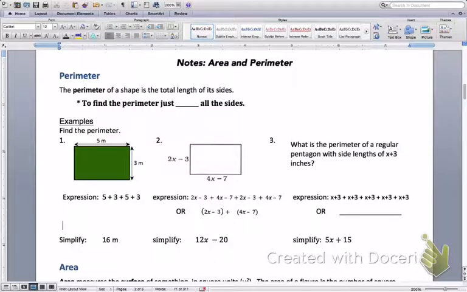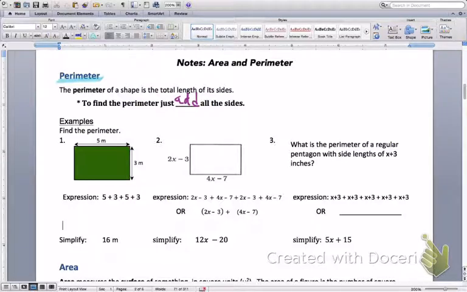In today's lesson, we're going to review perimeter and get into the area of rectangles and triangles. So just as a quick reminder, perimeter, remember that's the distance around an object, meaning the sum of all the sides. So the perimeter of a shape is the total length of its sides. To find the perimeter, all you have to do is just add all the sides.